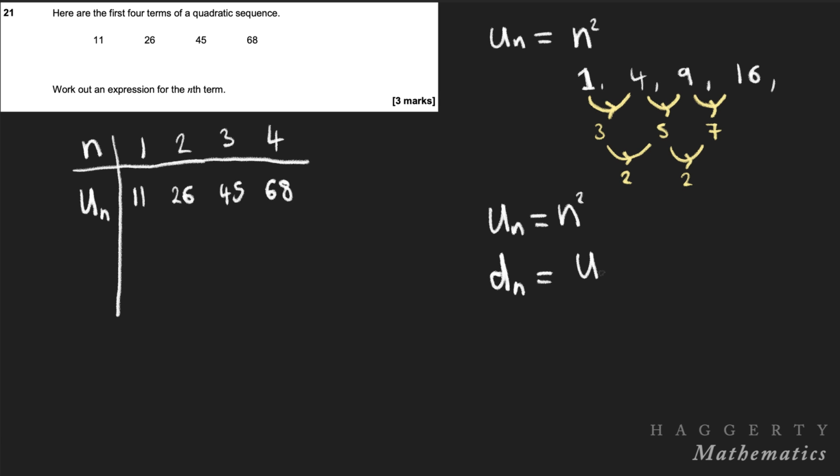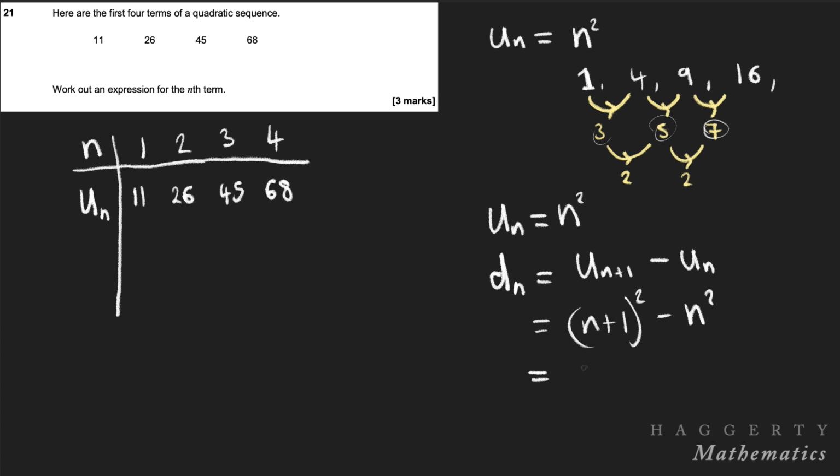So this is u_(n+1) minus u_n. So d_n represents the first difference itself, which is its own sequence, right? It's just the 3, 5, 7 here. But algebraically, what would it be? It'd be the n plus 1th term. That'd be n plus 1, squared, and then minus the nth term, which is n squared.